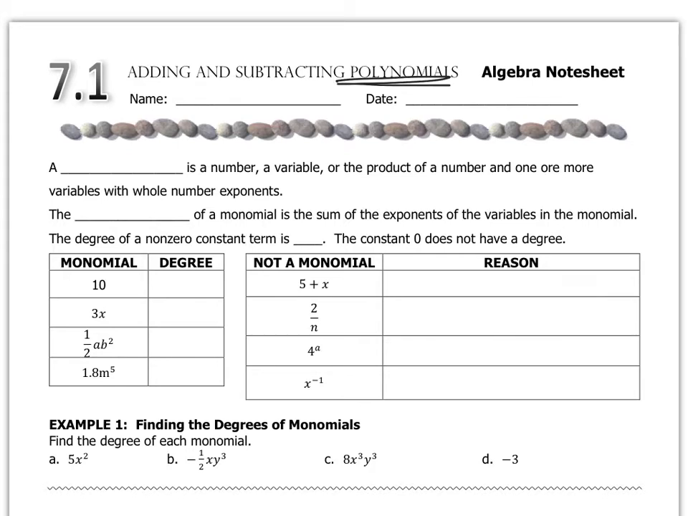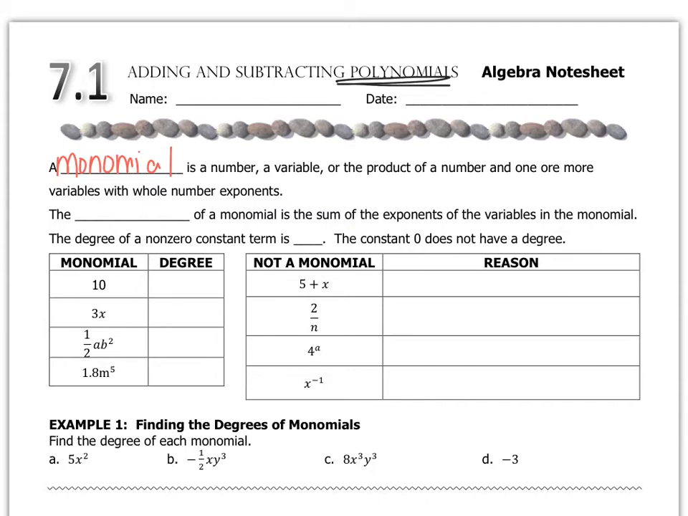The first thing that we have to talk about when we talk about polynomials is the most foundational polynomial, called a monomial. And you might remember from learning about roots and prefixes, mono means one. So we're talking about one term. And a monomial is a number, a variable, or the product of a number and variables with whole number exponents.